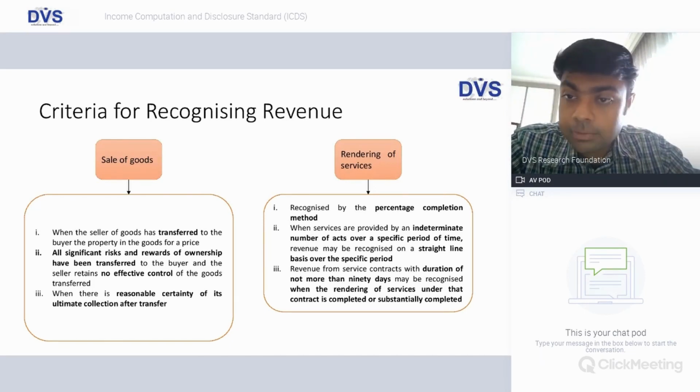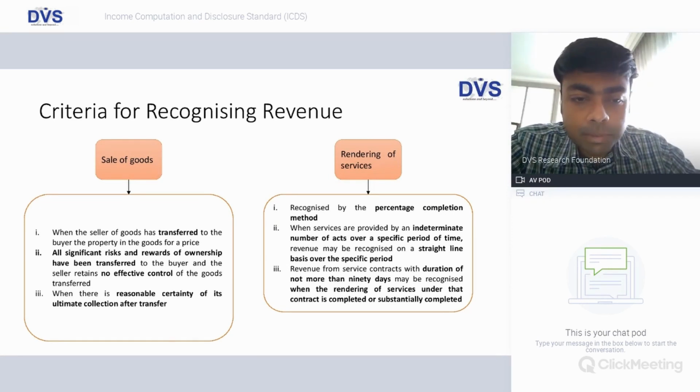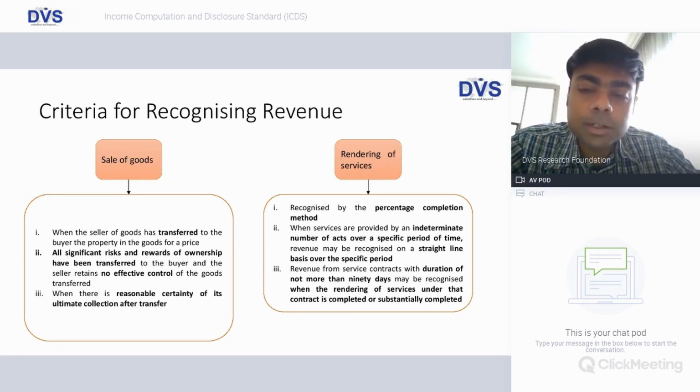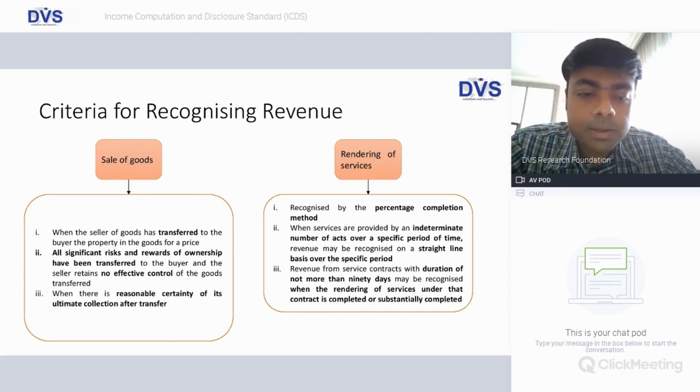Rendering of service, slightly different, friends. Let's look at it carefully. It is recognized on a percentage completion method, where the services are provided by an indeterminate number of acts over a specified period of time. Then it shall be on a straight line basis. This is the first time you are seeing revenue being recognized on a straight line basis, because your accounting standards do not contemplate straight line recognition.